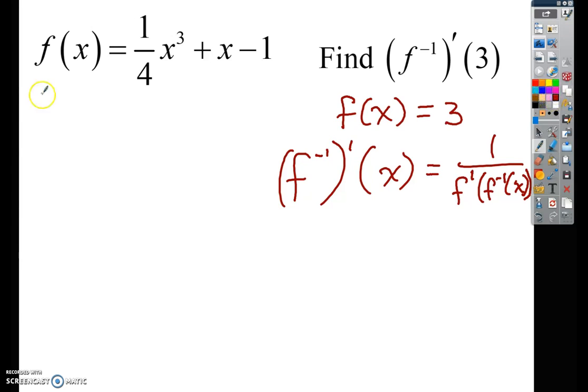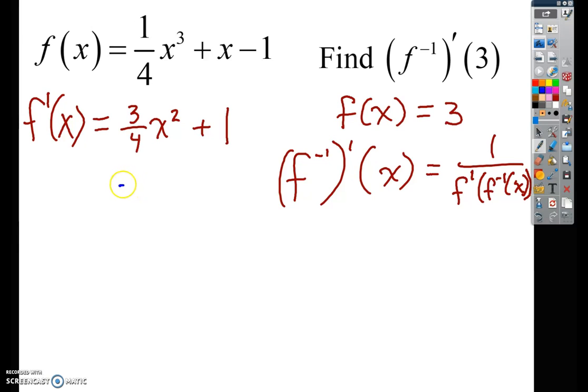So all I really need to do is take the derivative of f of x, and that will give me 3/4 x squared plus 1, that's our derivative, and evaluate that derivative at 3. And so that gives me 3/4 of 3 squared plus 1. Not evaluating it at 3. I'm evaluating it at that.